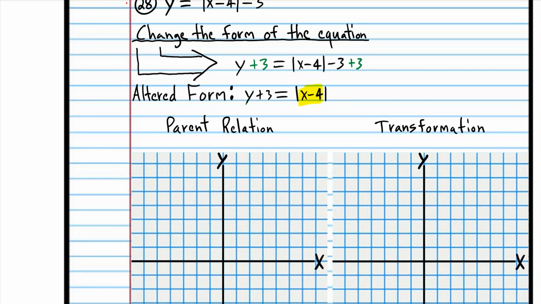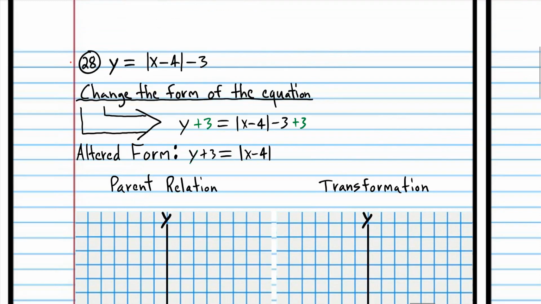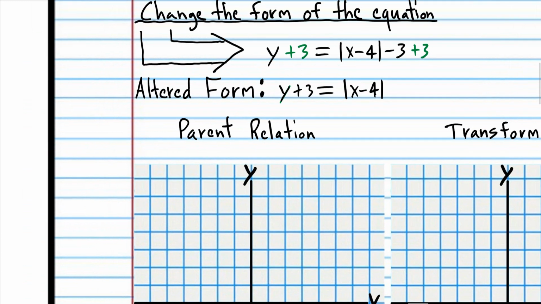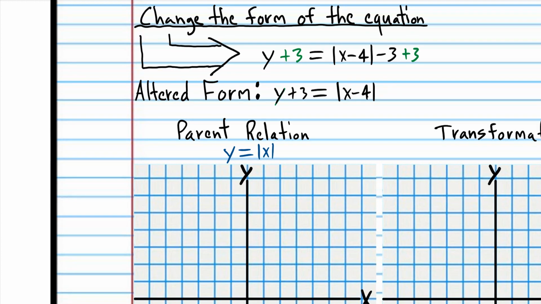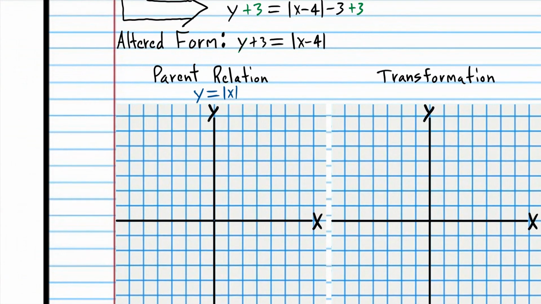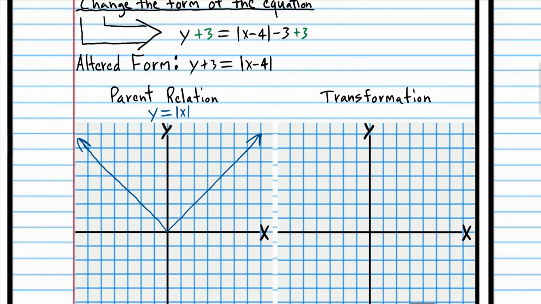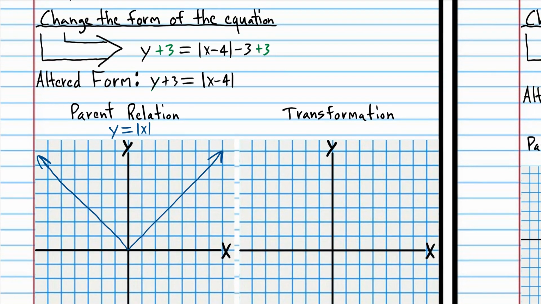So let's start with the parent relation. That's obviously an absolute value relation. Let's write the equation. And of course you know what that looks like. That's the V-shaped graph. I didn't draw that perfectly, but you get the idea.